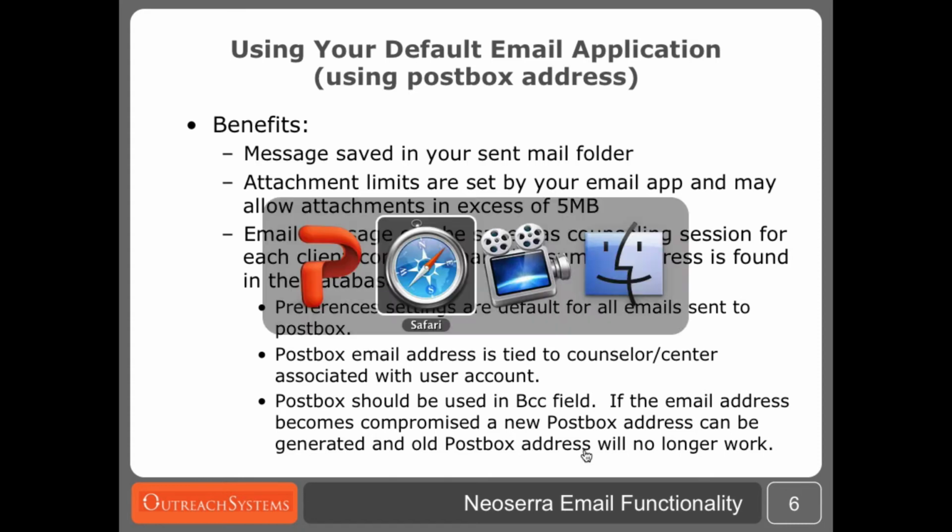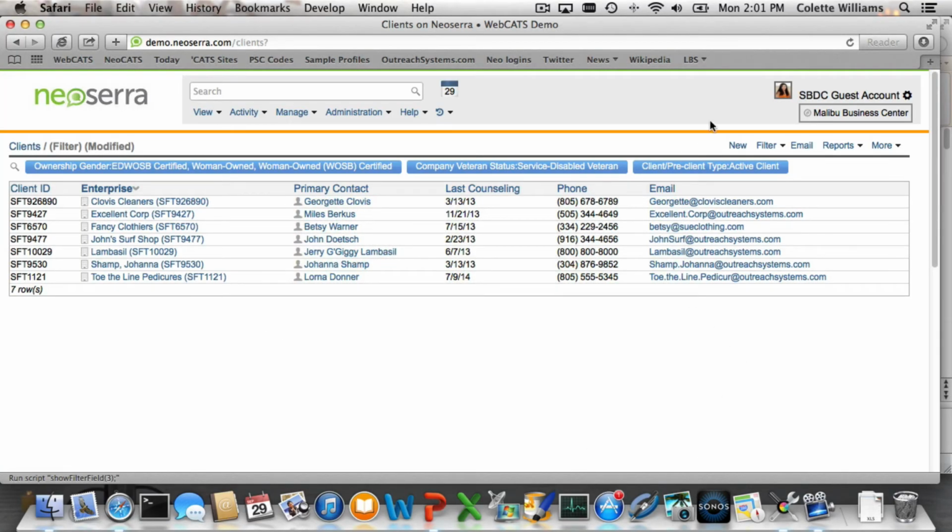Let's quickly take a look and see what our preferences look like. In the upper right-hand corner of Neocera, we see our own name listed here. In my case, I am the SBDC guest account.